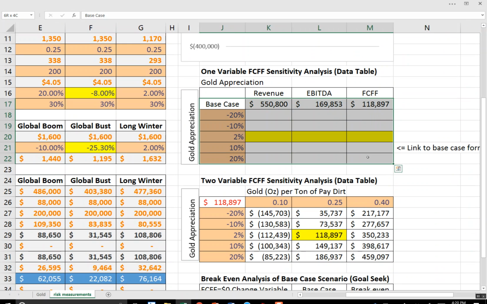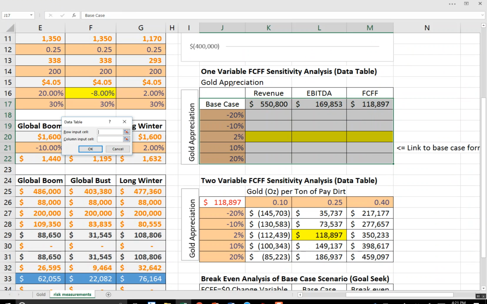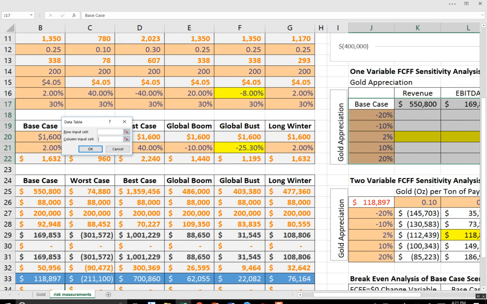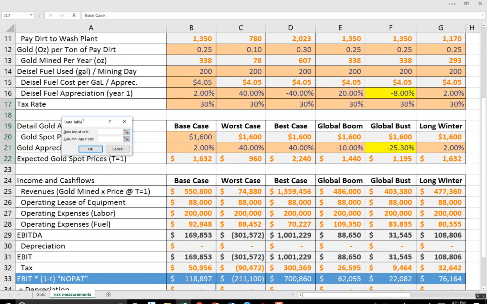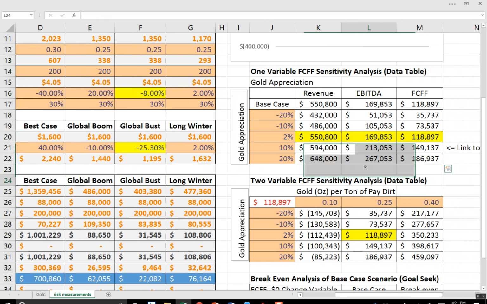So I'm going to highlight this table: Data, What-If, Data Table. For a single-variable data table, all you need to figure out is whether it's a column or row. And it looks like we're going to vary gold appreciation, which is in a column. So I'm going to click here on column and then click on the gold appreciation. Let me find that cell, which is right here, and hit OK. And now you see a data table that shows how, as gold prices go up, your EBITDA, revenue, and free cash flows go up.